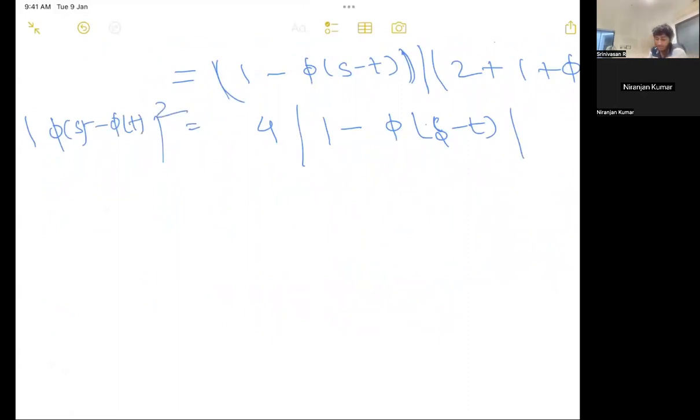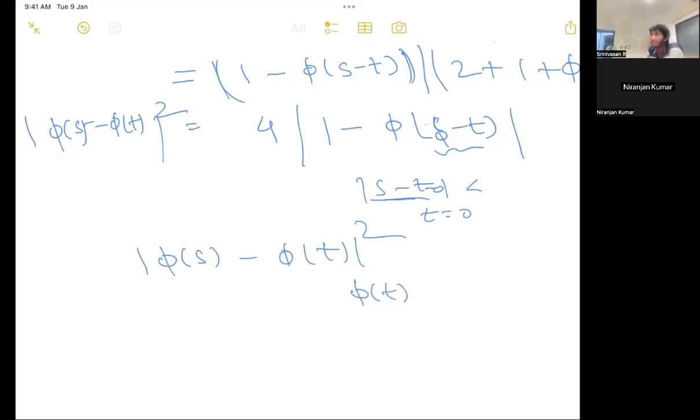From here, you can observe that since phi is continuous at t equal to 0, if we take mod s minus t less than delta, that is, s minus t is very close to 0, then we can make this arbitrarily small. And from there, phi of s minus phi of t is arbitrarily small. So we get that phi is actually continuous everywhere.